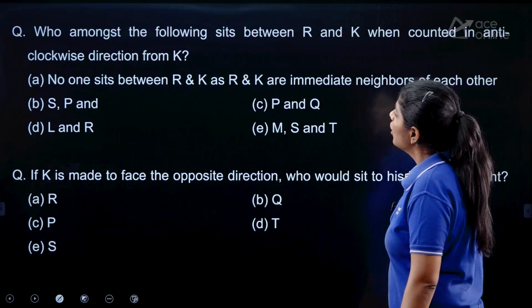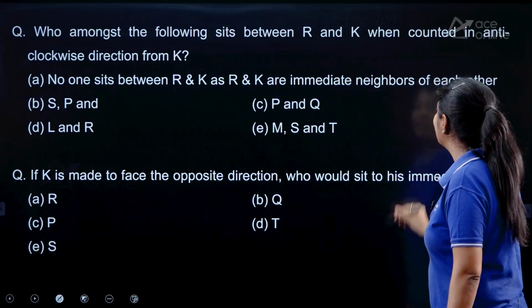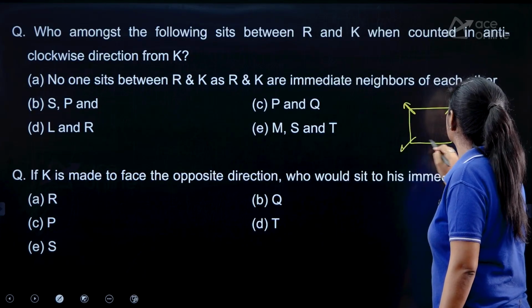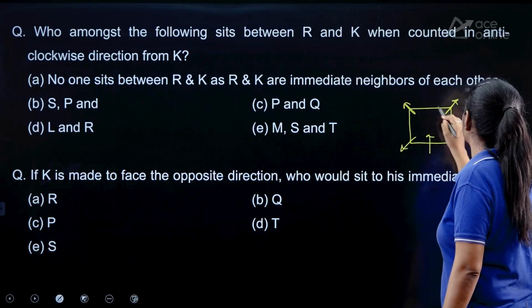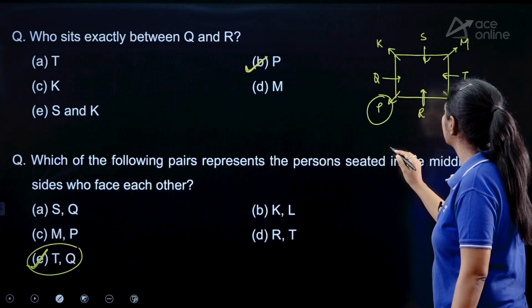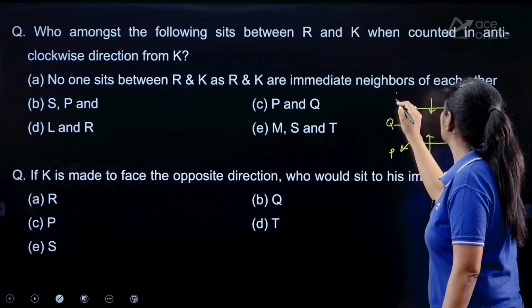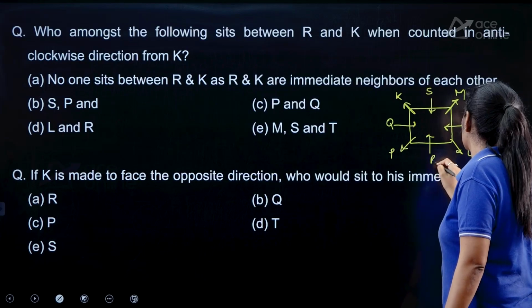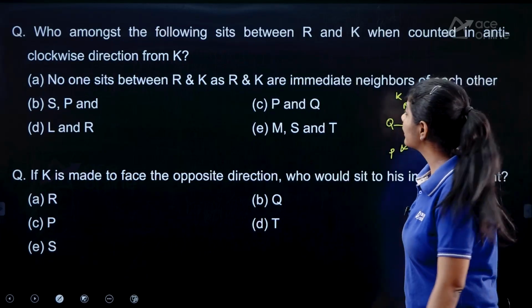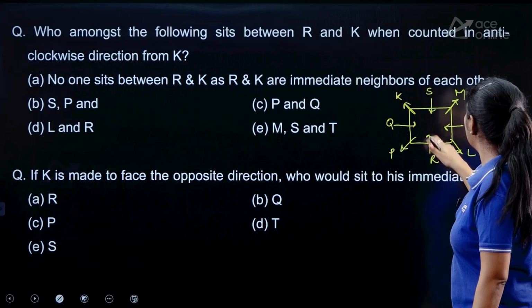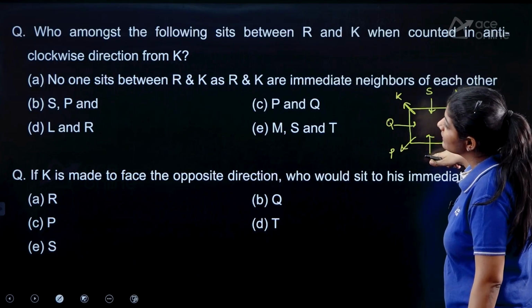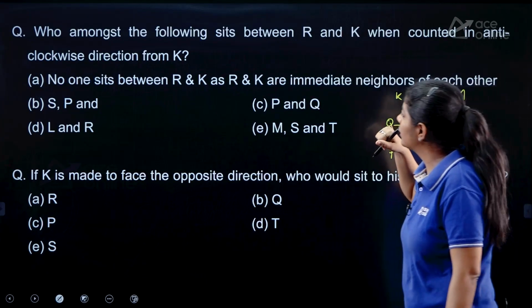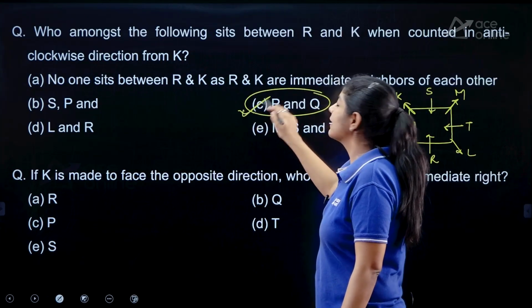Next. Who amongst the following sits between R and K? Okay, we need our arrangement again. P, Q, K, S, M, T, L, R. Now the question is asking who sits between R and K counted in the anti-clockwise direction from K. Anti-clockwise direction means this side. So who is sitting? Only P and Q. Option C is the correct one.